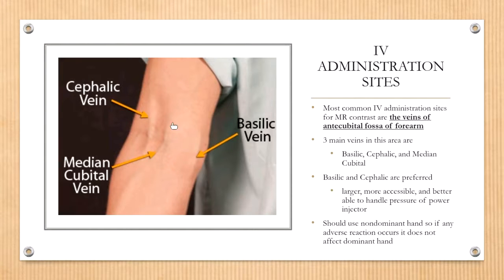If you have to use a smaller vein like the median cubital or one in the wrist or hand, make sure if you're using a power injector that you're reducing your rate of administration so that you don't blow that vein. And as just a comfortability type of suggestion, try to only use the non-dominant hand and arm when injecting, so that if there is an adverse reaction like a hematoma, bruising, pain, extravasation, that it does not affect the patient's dominant hand.